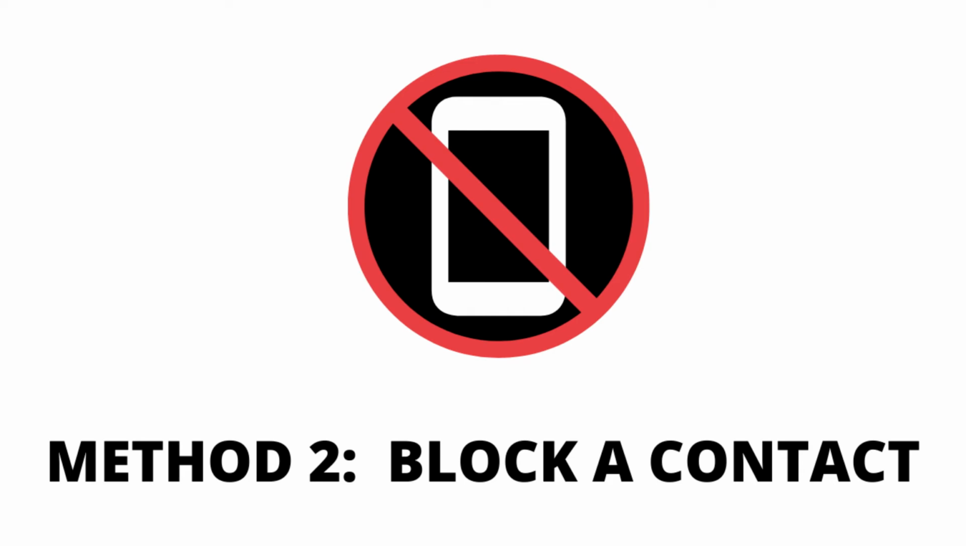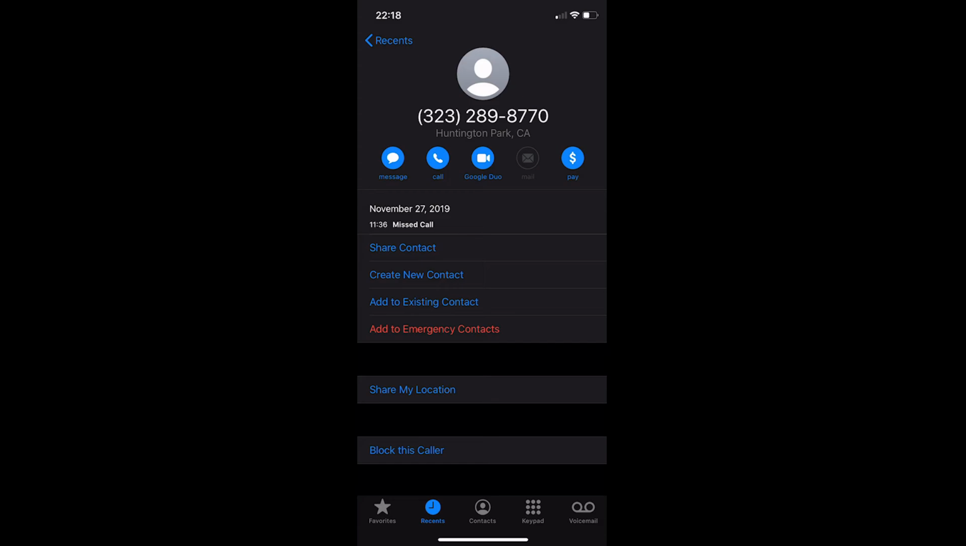Method number 2 is a little bit trickier. Unfortunately, iOS does not have a way built in to block a phone number that hasn't called you, like it's not on your recent calls list, that's not saved in your contacts. So if you have a phone number that you know that you want blocked, you're going to have to build a contact for them.